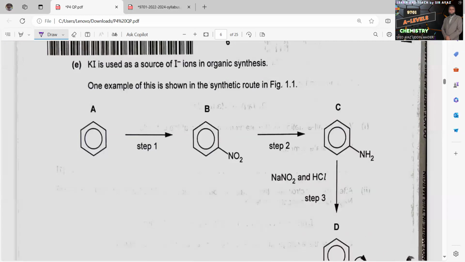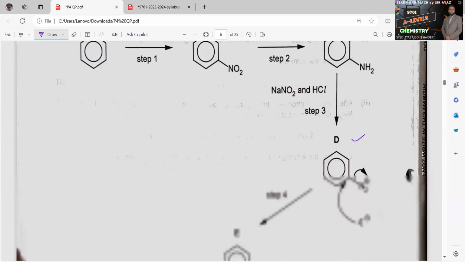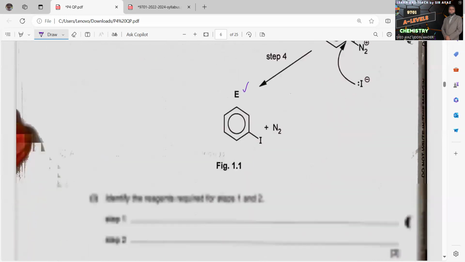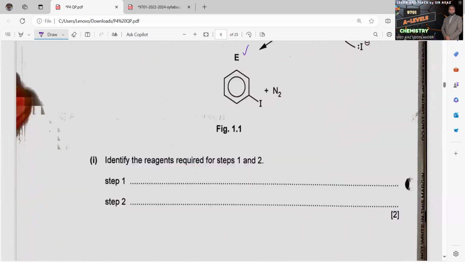Part E. KI is used as a source of I- ions in organic synthesis. One example of this is shown in the synthetic route in figure 1.1. We have A, B, C, D, as well as E. Let's see the questions. Number 1, identify the reagents required for steps 1 and 2.